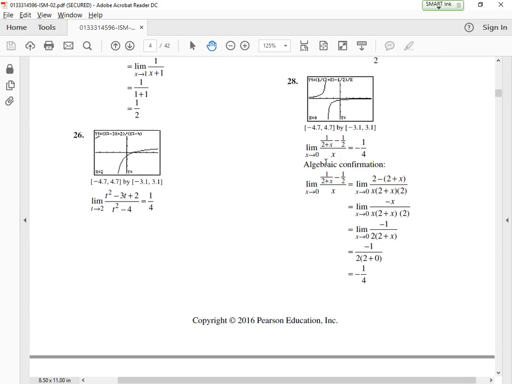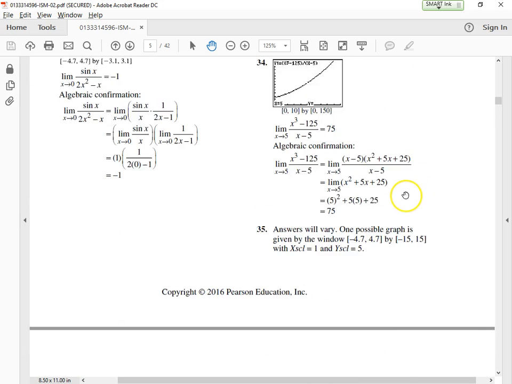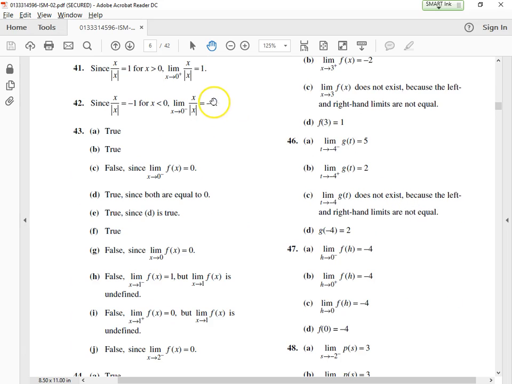That's your job, though, to have ready when you come into class and already have odds graded so you know what questions to ask me, yeah? Number 28, final answer, -1/4. Ooh, algebraic confirmation. That sounds snazzy. Number 42, and then 44. 42, final answer is -1.